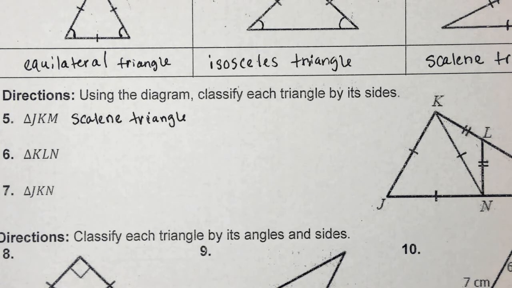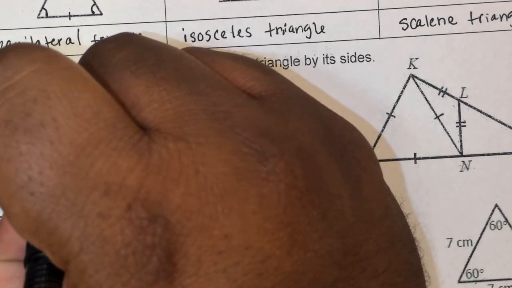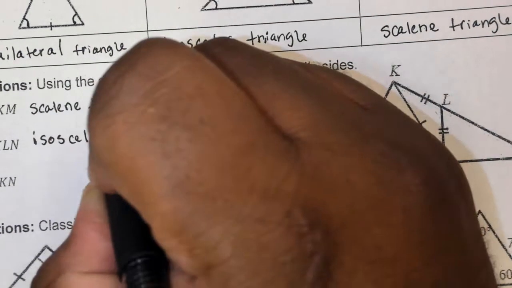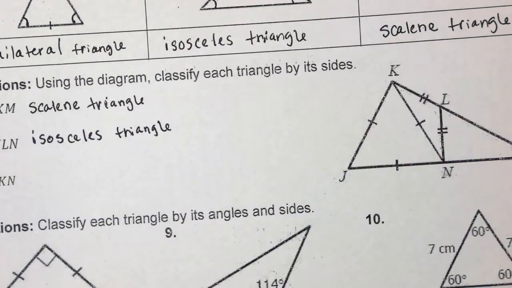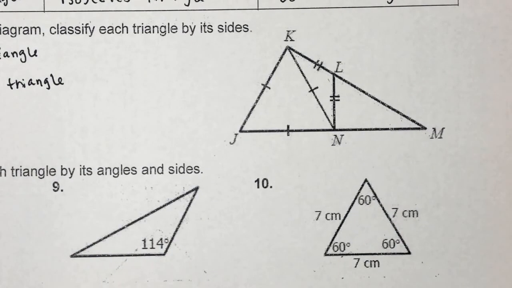Triangle KLN. Eric. Isosceles. And then triangle JKN, Miss Welch. Miss Welch, triangle JKN. Equilateral.